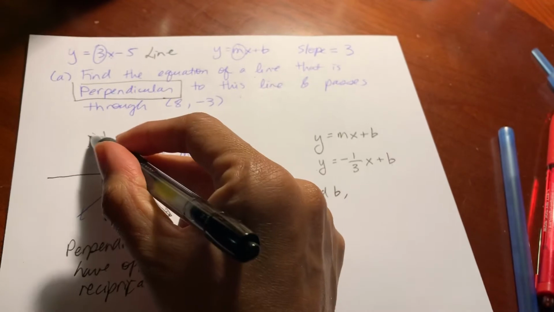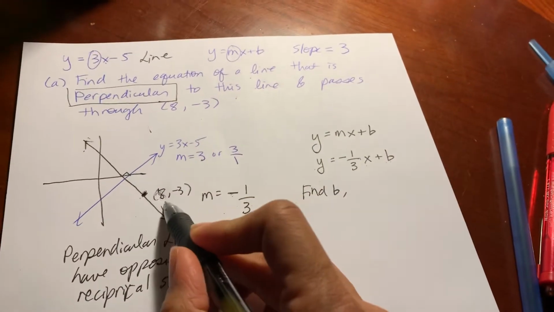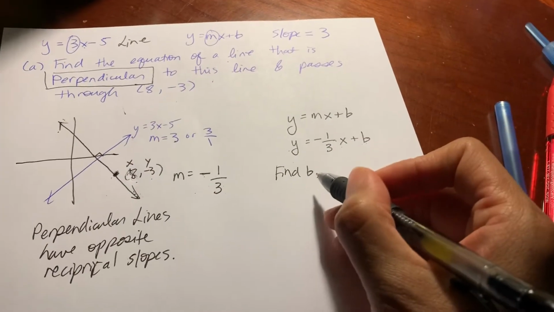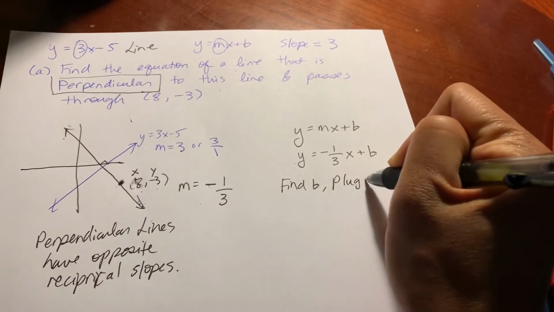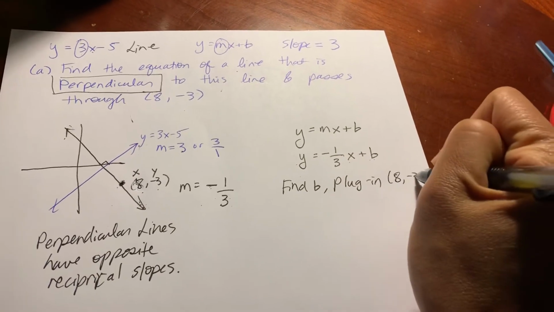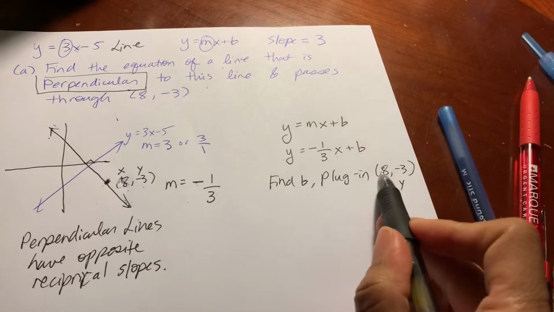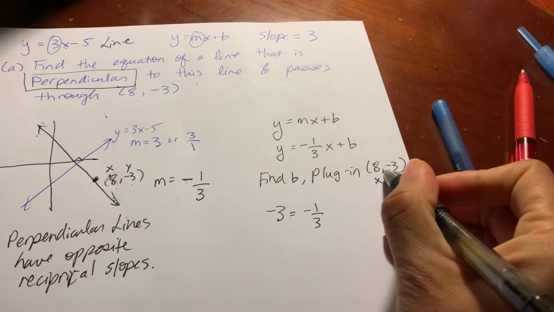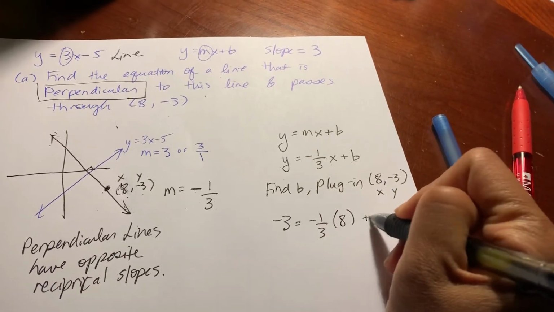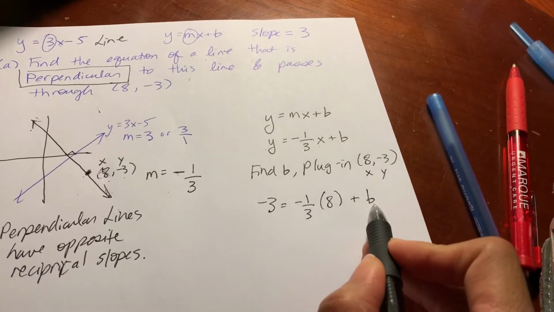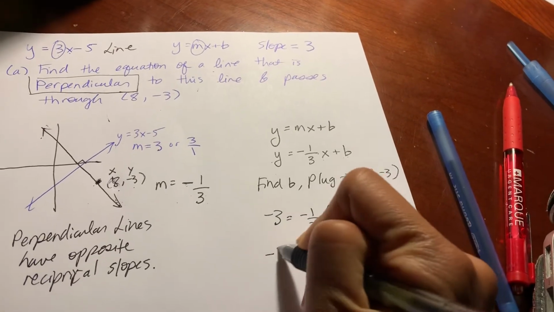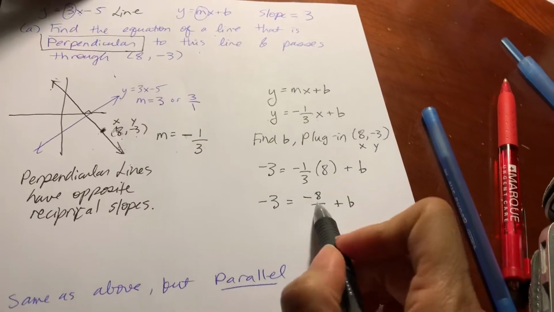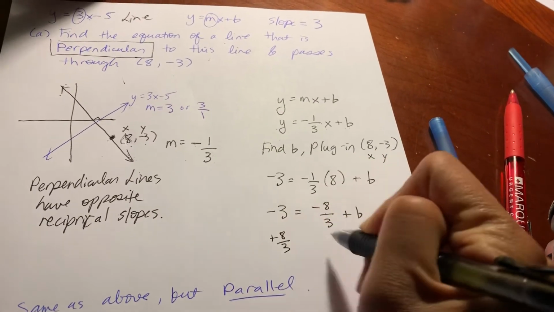We sure do. Here's the black line, and here's the point on that line. (8, -3) is given to us. This is my x, and this is my y. So therefore, to find b, plug in 8, negative 3. This is the x and the y value. So I'm going to plug in y is negative 3, x is 8, and then plus b. And now I'm just going to solve for b. So here, as a result, I get negative 3 is equal to negative 8/3 plus b. I'm going to add 8/3 to both sides to isolate my b.